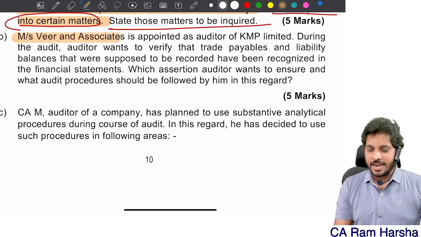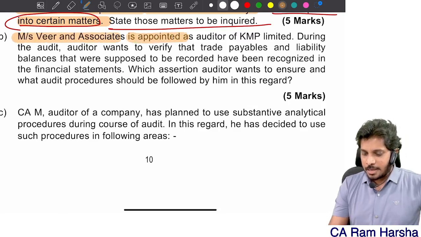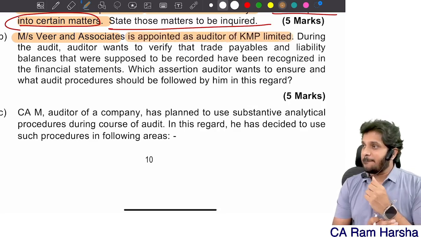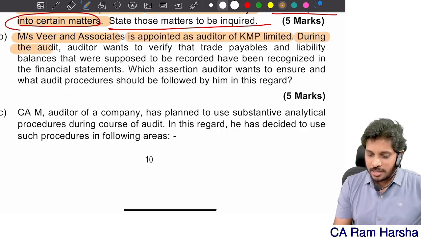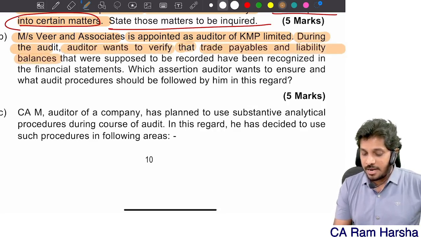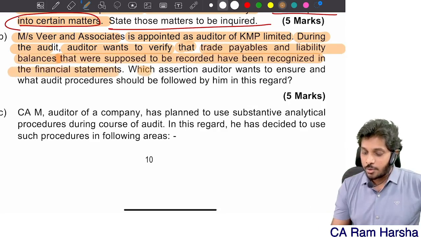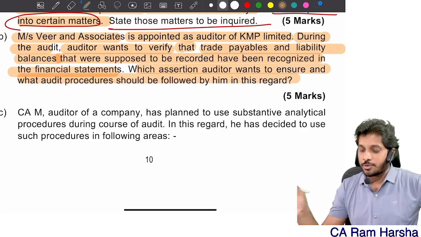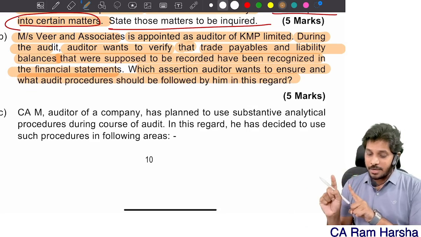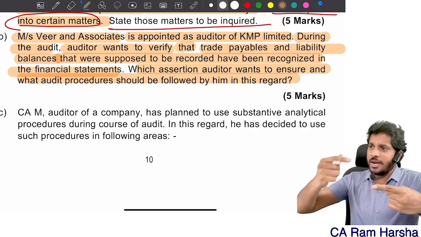Messrs. Sweer and Associates is appointed as auditor of KMP Limited. During the audit, the auditor wants to verify that trade payables and liability balances that were supposed to be recorded were recognized in the financials. Which assertion does the auditor want to ensure? Whatever trade payables and liabilities that were supposed to be recorded have been recorded.